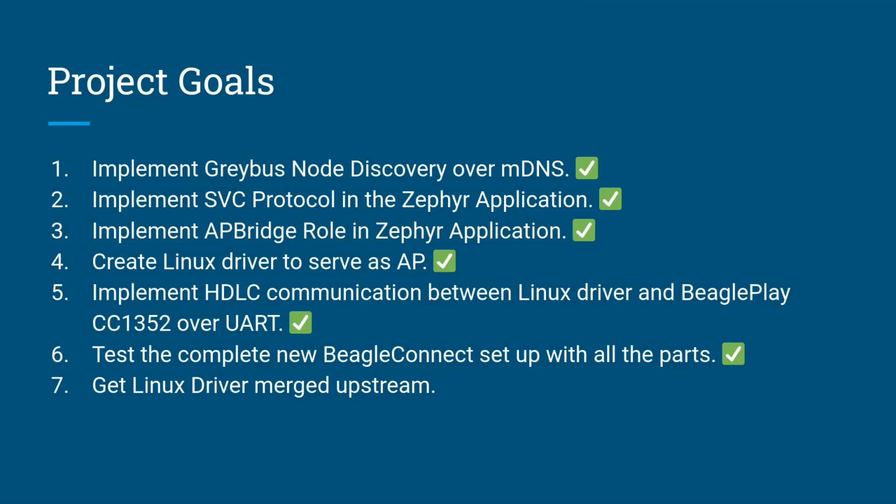Now let us look at the current state of all the project goals set out initially. Implement Greybus node discovery over mDNS, implement the SVC protocol in a Zephyr application, implement the AP bridge role in a Zephyr application, create a Linux driver to serve as AP, implement HDLC communication between the Linux driver and Beagle Play CC1352 over UART, test the complete new Beagle Connect setup with all the parts, get the Linux driver merged upstream.